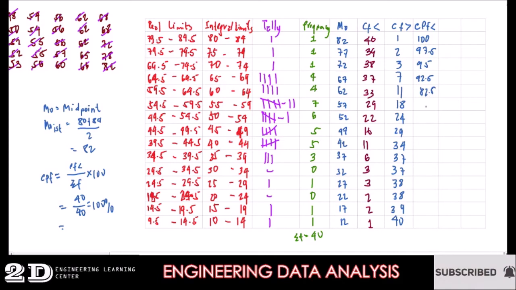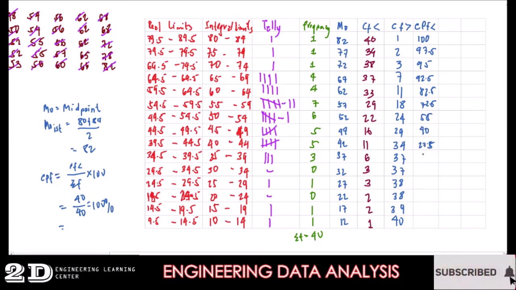Then 29 divided by 40, that is 72.5. Then we have 22 divided by 40, that is 55%. Then we have 16 divided by 40, that is 40%. Then 11 divided by 40, that is 27.5%.